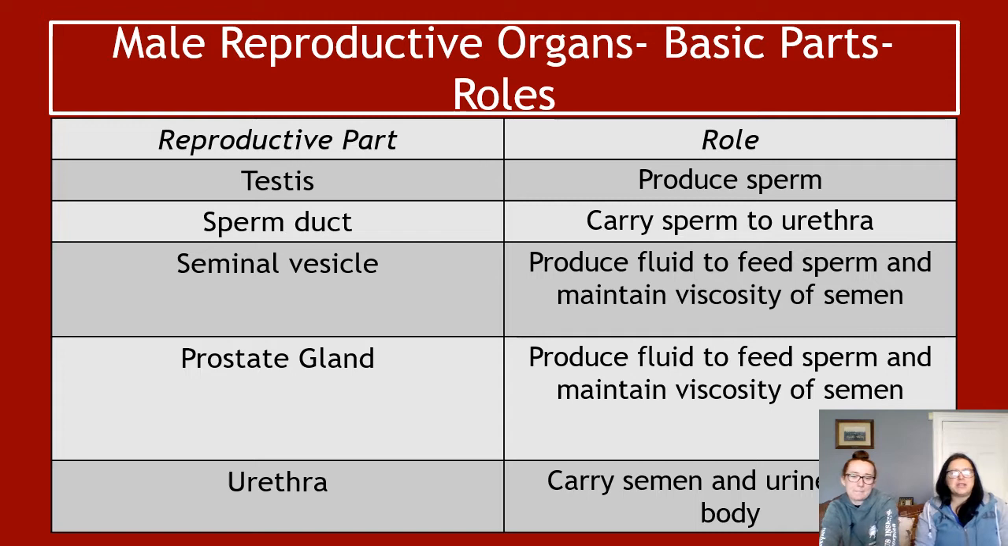Okay, the prostate gland produces fluid to feed the sperm as well, and also to maintain the viscosity of semen. Think about it, if the semen's too runny, there's not going to be enough of a sugar concentration to feed the sperm. If it's too thick, they're not going to be able to swim anymore. Okay, so it is important to maintain this viscosity. Like Goldilocks and the Three Bears. And the millions of sperm. Not too viscous, not too unviscous. And the urethra carries the semen and the urine out of the body.